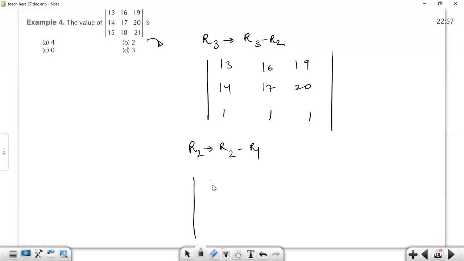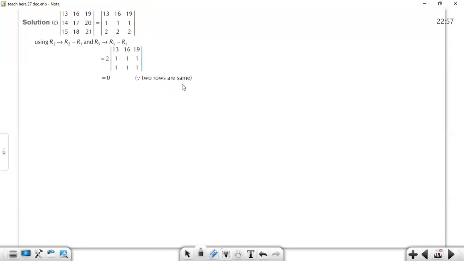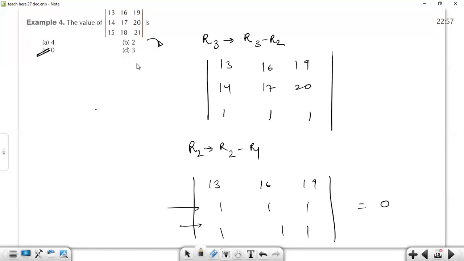The first row remains the same because it's not getting operated here, and the third row will also remain the same. 14 minus 13 is 1, 17 minus 16 becomes 1, 20 minus 19 becomes 1. Oh my God, there are two identical rows. So its determinant should be 0 as per the property. C should be the answer. Yes, it is the answer. Clear, everyone? Is that clear?